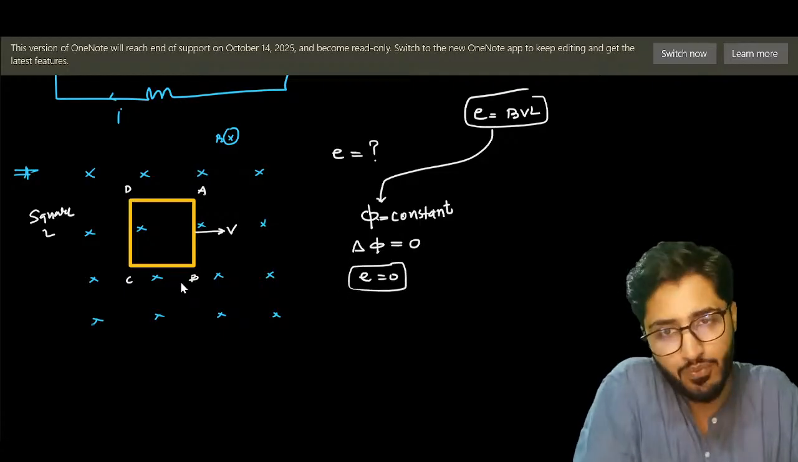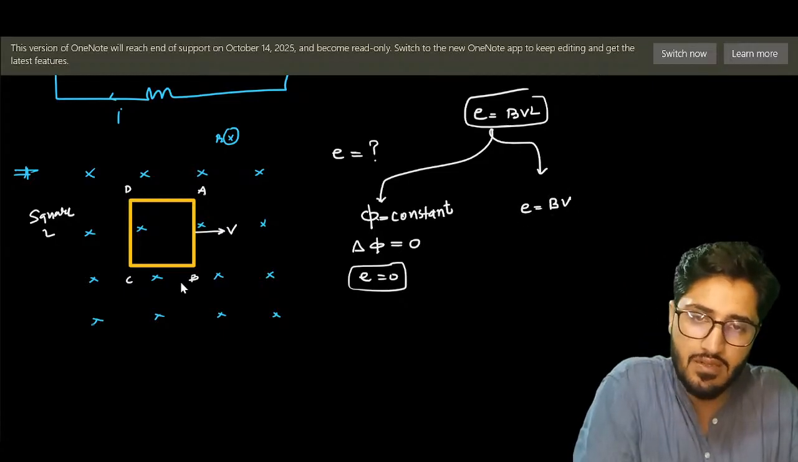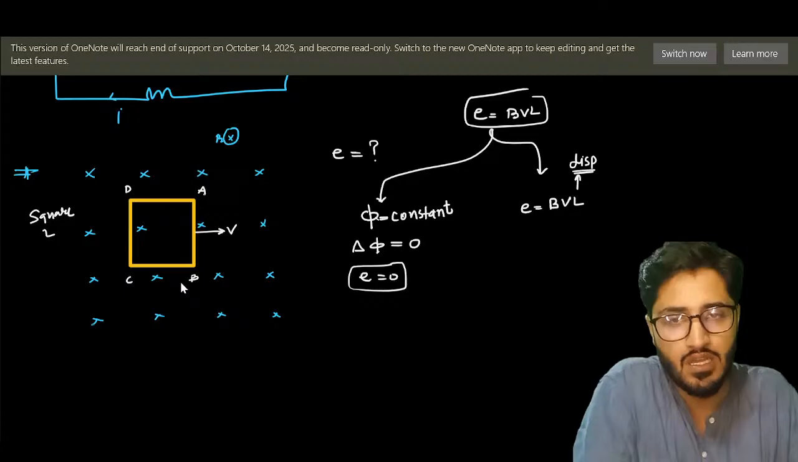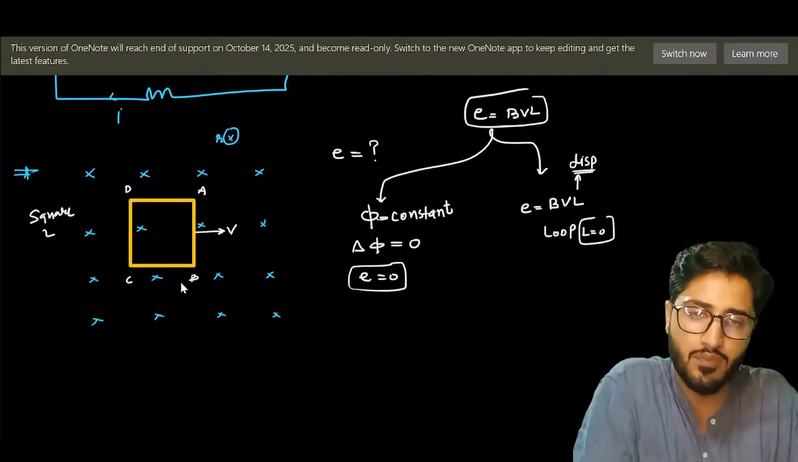Okay. Second approach. Can I write E equals to VBL? Yes, sir. What is L? L is displacement. If we are talking about the loop, the displacement of the loop is 0. So E will be 0.